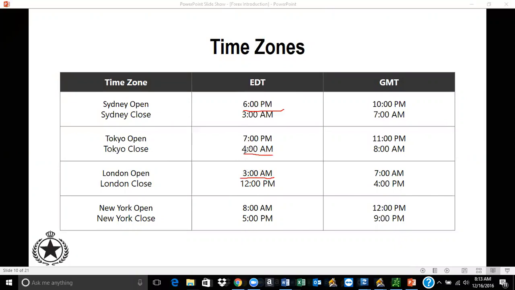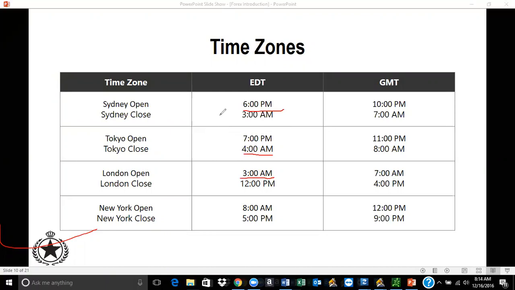From 4 a.m. to, let's say, 12 p.m., we have all 4 of these sessions in order. From 8 a.m. to 12 p.m., that's when the market is most volatile, because we have all of these markets trading at the same time. You have to know this, because it lets you know when the market is going to be most volatile.